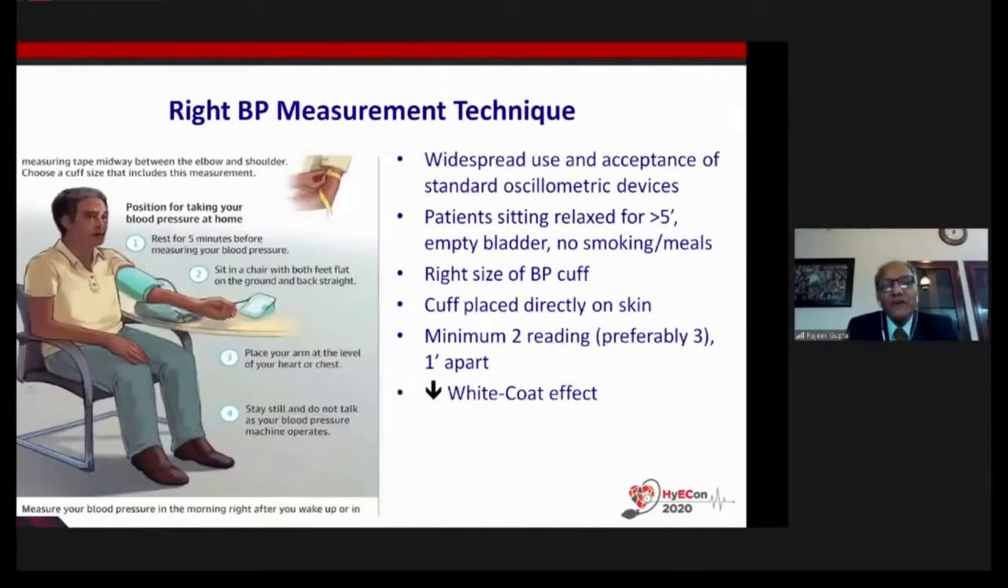We already know how to measure blood pressure, and this is a very important component because all of us make mistakes in blood pressure measurement. What I tell my patients is that not only should we physicians know how to measure blood pressure well, we should also educate our patients how to do blood pressure measurement clearly.